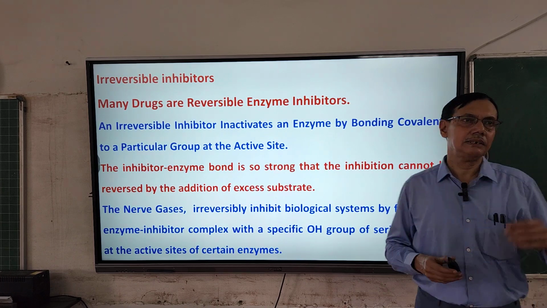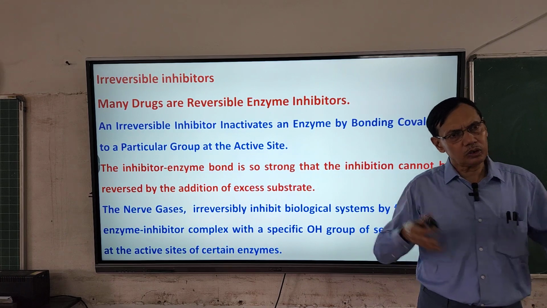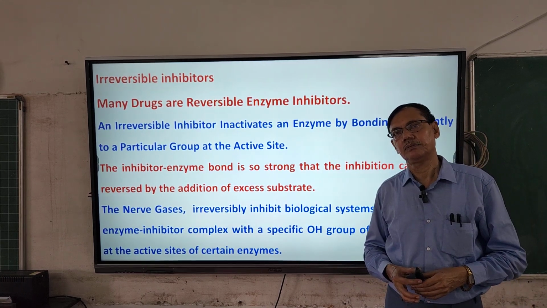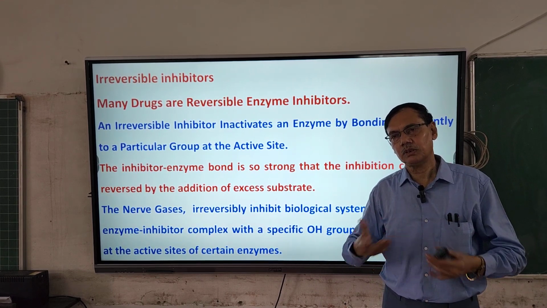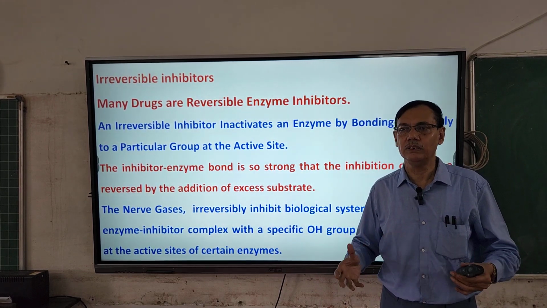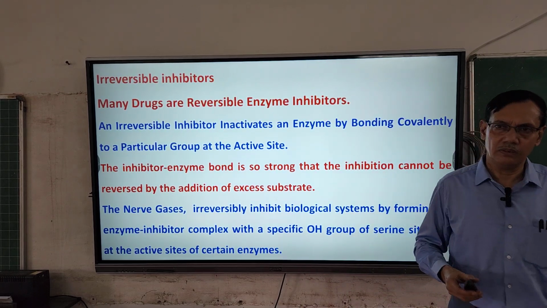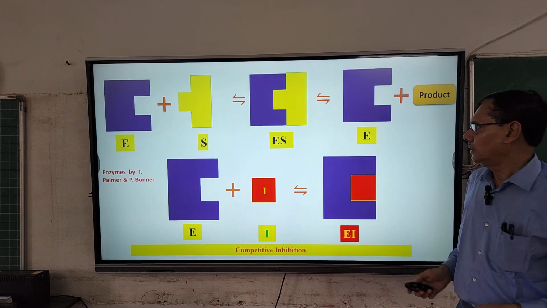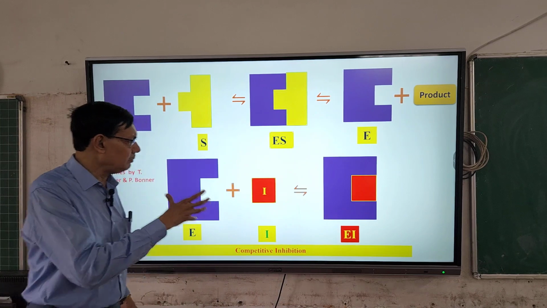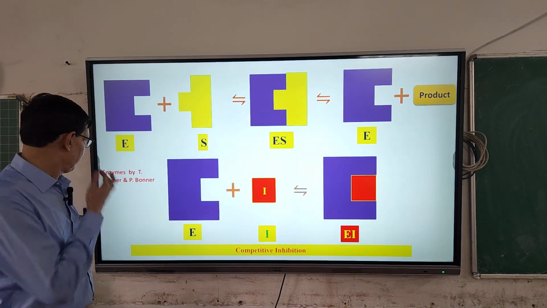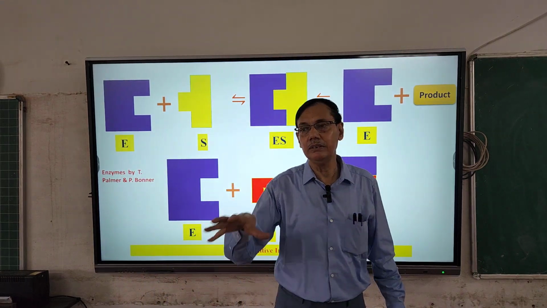And as I told you in my first part, we do a lot of work on the reaction of nerve gases with the most important enzyme, acetylcholinesterase. A lot of kinetics we have done in our laboratory. And as I told you, there are many beautiful diagrammatic representations available in the literature.